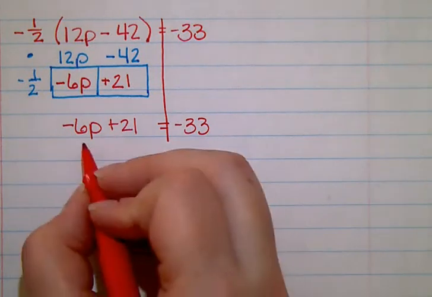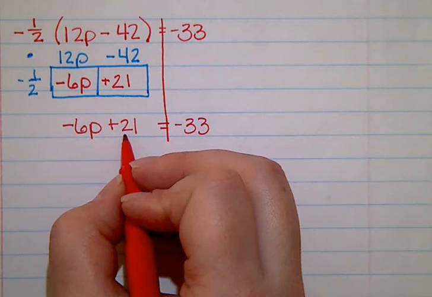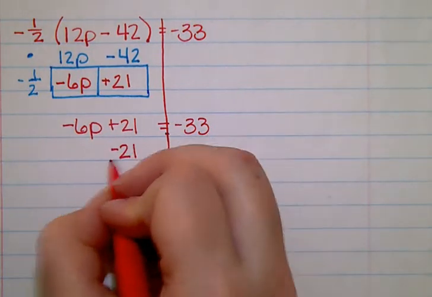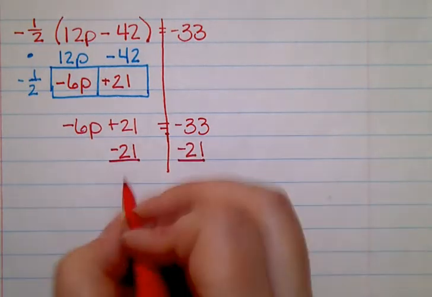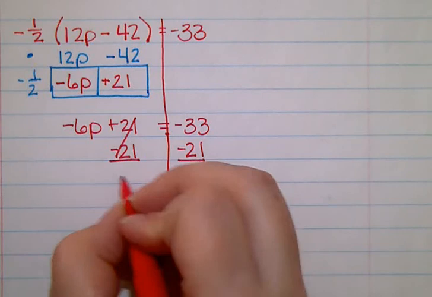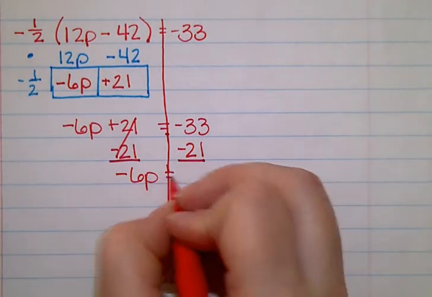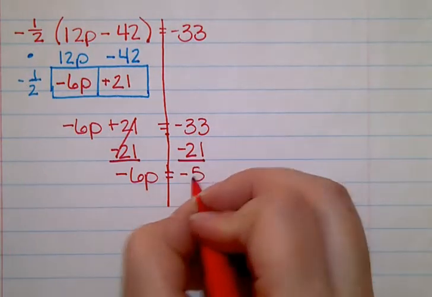We're back to our two-step equations. There's our best friend, and there's our good friend. So let's move the good friend. The opposite of positive 21 is negative 21. So we subtract that from both sides. There's my 0, leaving me with a negative 6p on the left. And a negative 33 minus 21 is a negative 54.